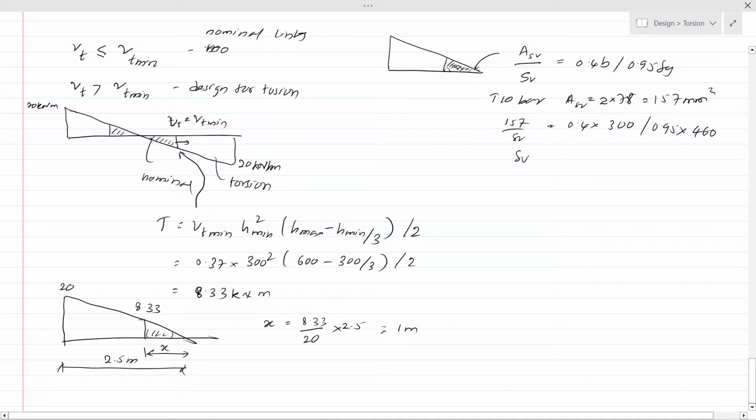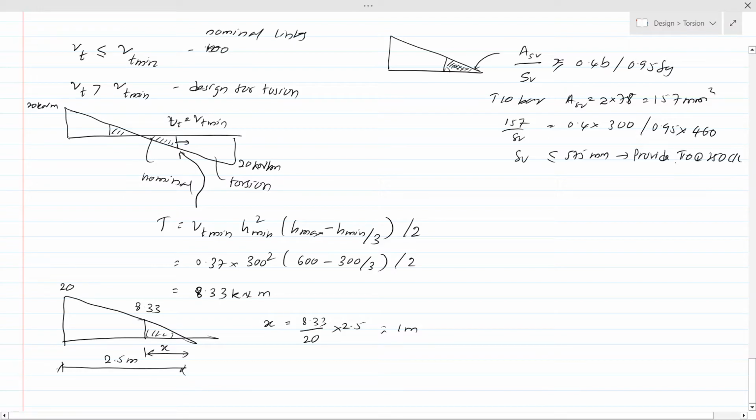From this Sv we can calculate, actually here it should be greater, so it should be less than 575 millimeter. Since it's a very large spacing, the minimum requirement also we have to consider, say T10 at 250 center to center. So we are going for T10 at 250.